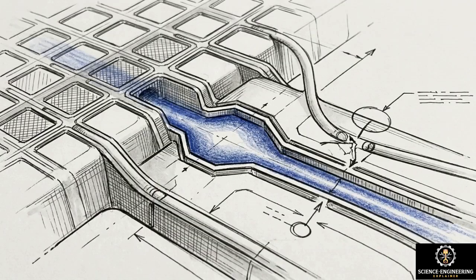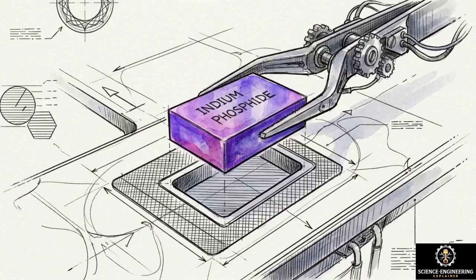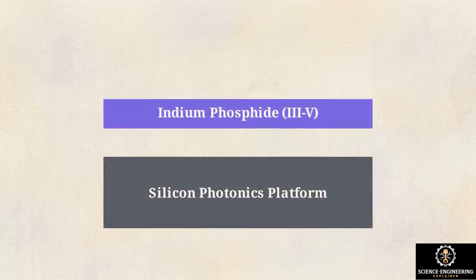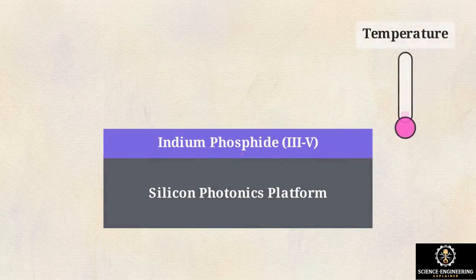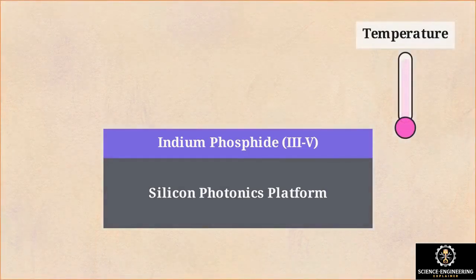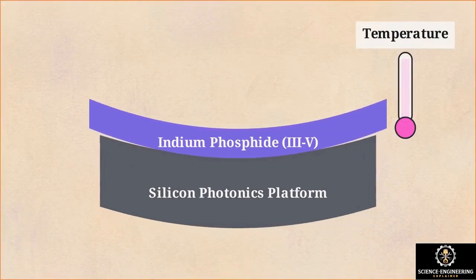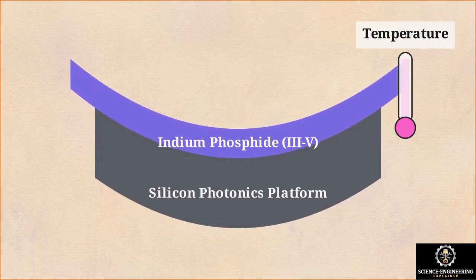Silicon is ideal for routing light through waveguides, but its indirect bandgap makes it an extremely poor light emitter. For light generation and amplification, engineers must instead use III-V semiconductors like indium phosphide. This requires hybrid integration, the process of bonding these III-V materials directly onto a silicon photonics platform. This creates physical stress due to a disparity in thermal expansion coefficients. The materials expand at different rates, which can warp the chip.